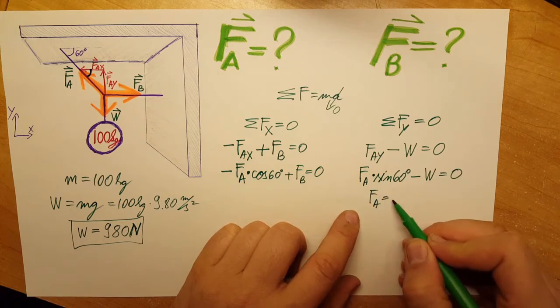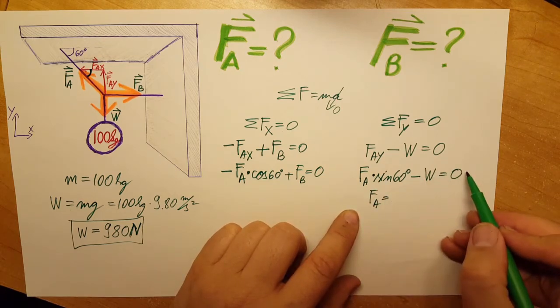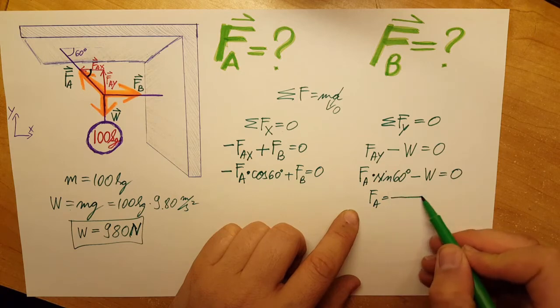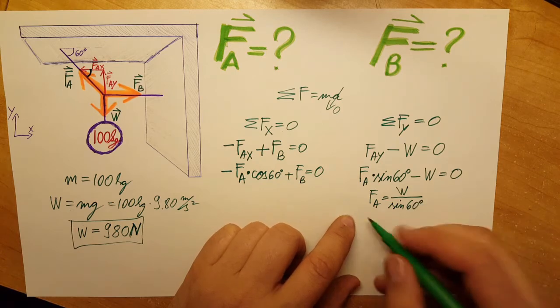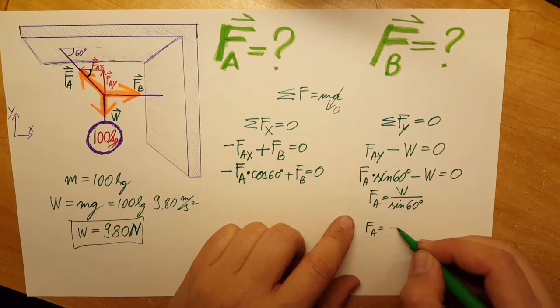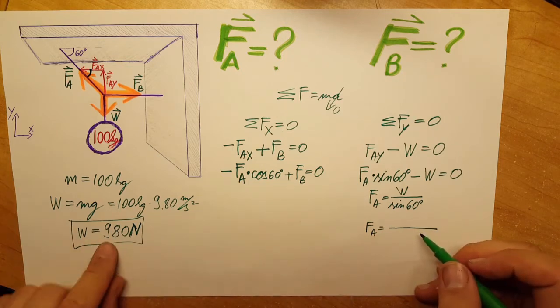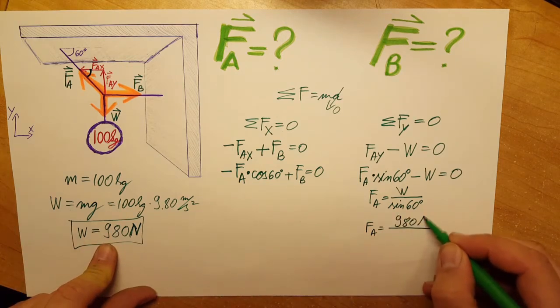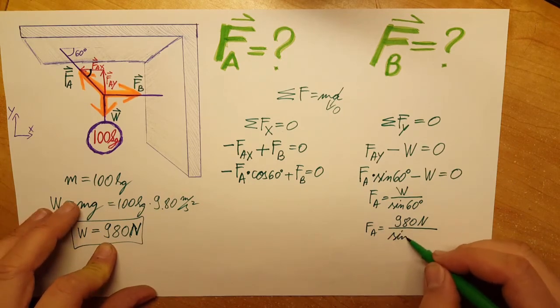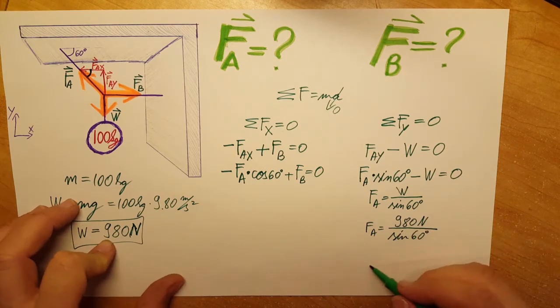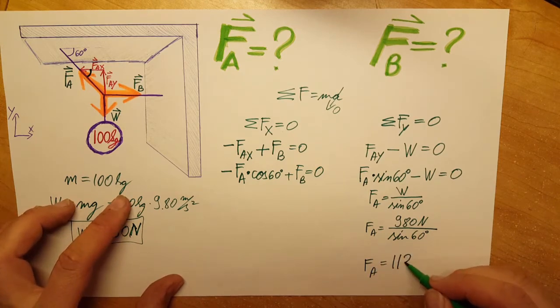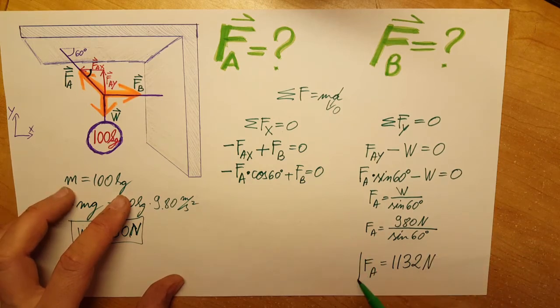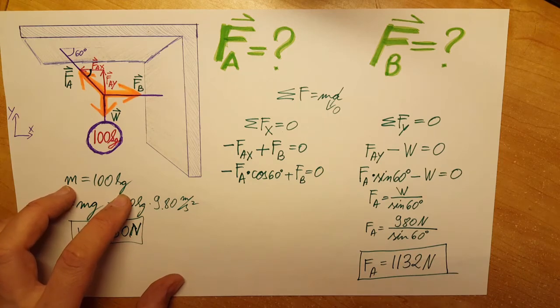FA equals W goes on the other side, we divide by this one, so W over sine of 60, we can go ahead and plug in. FA equals W is right here, we calculated it to be 980 newtons, divided by sine 60, we can enter it in the calculator, and we're gonna get a value of 1132 newtons. This is our FA.